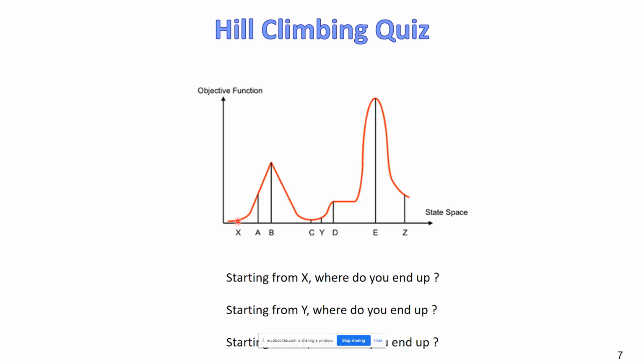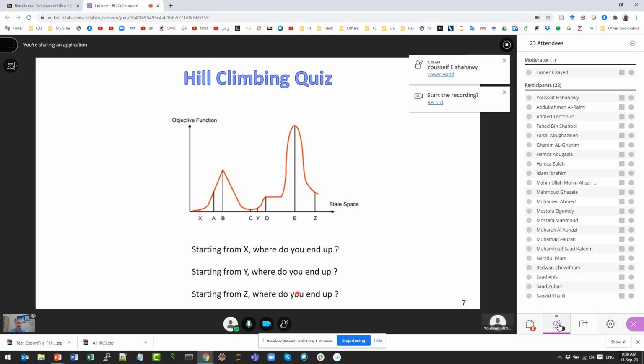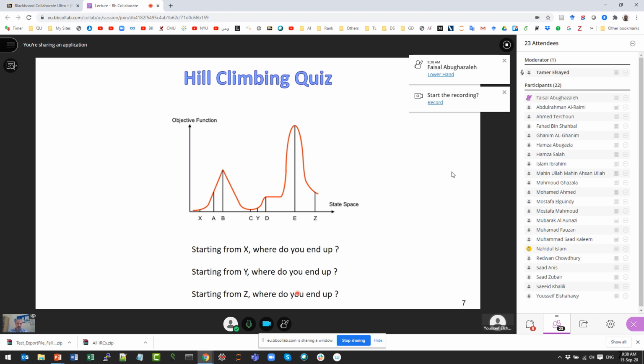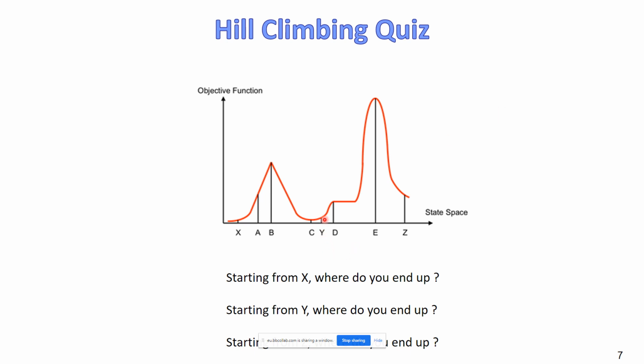And the reason is that we go from x, we pick the state that is better for us. So we go in this direction, and we will keep going until we reach this point where we will not find any better states. Thanks, Yusuf. What if we started from y? Any idea? Someone other than Yusuf? Faisal? Yes, we will go to D for the same reason. Since this is flat, we will not get a better state, so we'll just be stuck at D.